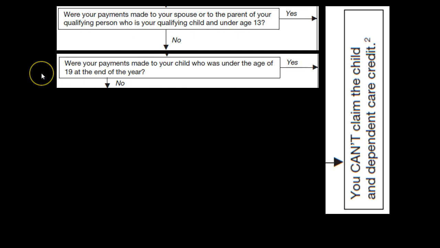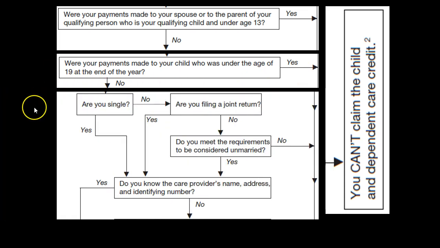Were your payments made to your child who was under the age of 19 at the end of the year? So if yes, again, we can't claim, because then it's going to the child under the age of 19. If no, then we'll keep moving forward. And now it gets a little bit complex here. So we're going to this item here. Are you single? If we're saying yes, we're single, we'll move this way. So we'll start this way and then we'll go to this item.